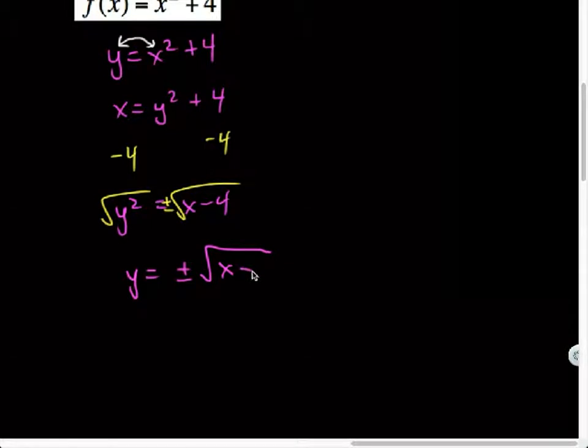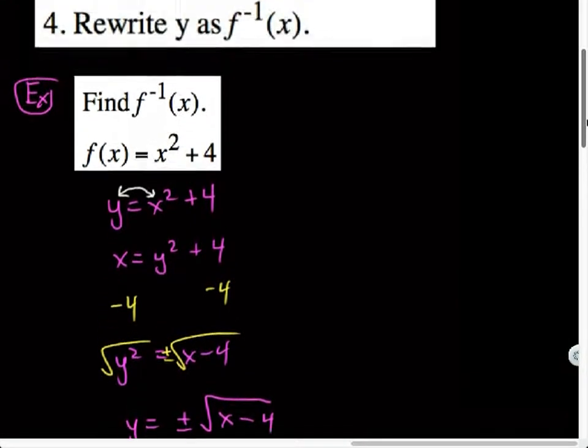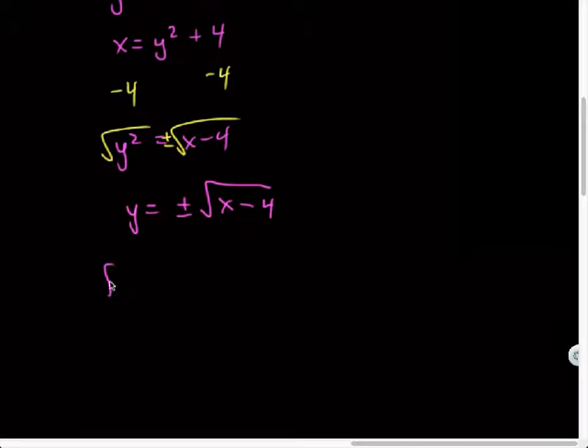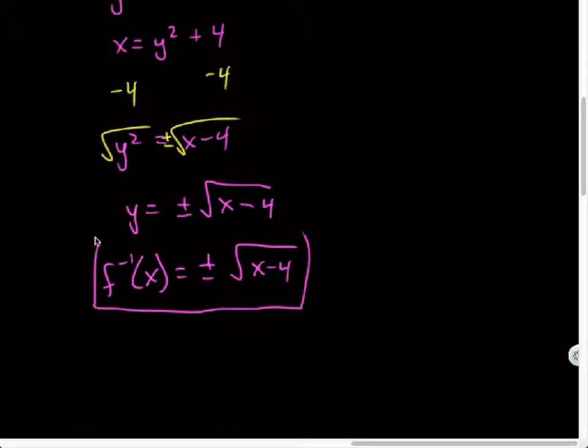Now, what I would like to point out is there's one more step, which is really just changing the name of it. You can now rewrite y as f inverse of x if you want. So f inverse of x equals plus or minus the square root of x minus 4. So the core to the inverse is all about switching the x and the y. I was going to try to make that rhyme, but x and y doesn't rhyme.